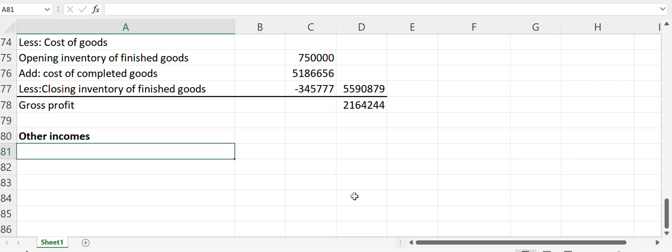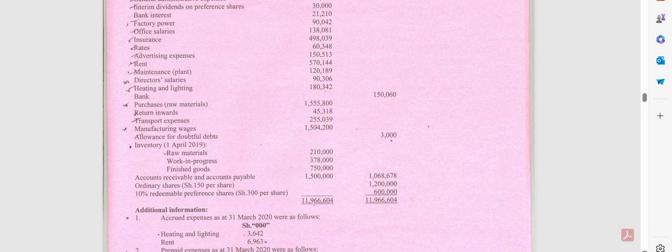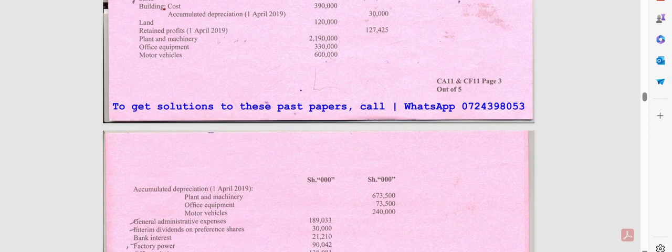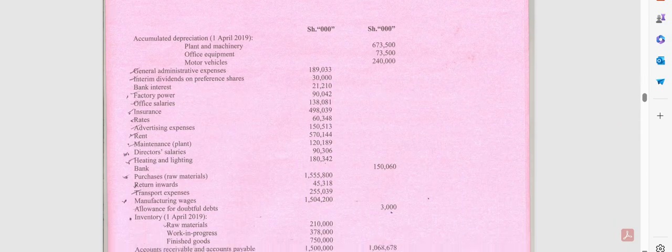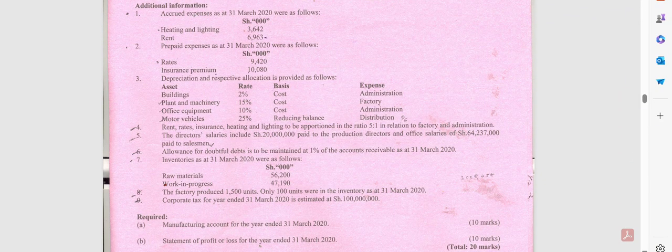Whether we have other incomes. How do you know we have other incomes? You check the credit side. So credit side, allowance for doubtful debt, that's not other income. Bank, this is an overdraft. It seems we didn't have other income. In the additional information, we didn't have other income too. And the allowance for doubtful debt was an increase, so we don't have other income.